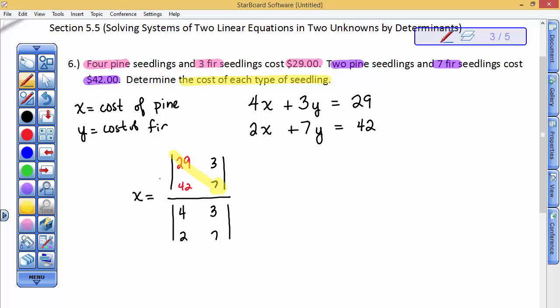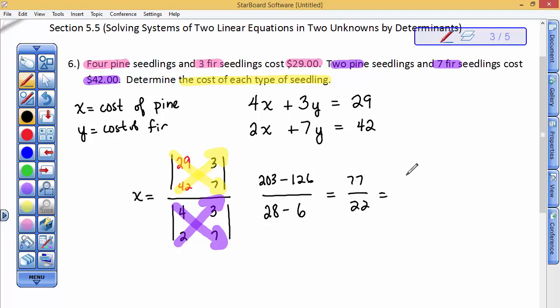So 29 times 7 is 203. And then remember, you're going to subtract 42 times 3. 42 times 3 is 126. And that value is 77. Downstairs, 4 times 7 is 28. And then you're going to subtract 2 times 3, which is 6. So the denominator is 22. And we find out that the cost per pine seedling is $3.50. I'm going to put per pine.